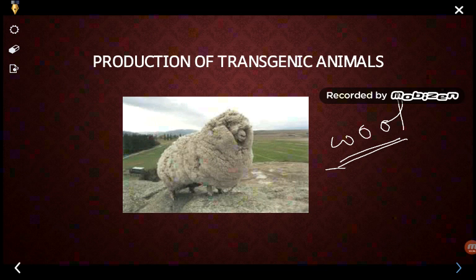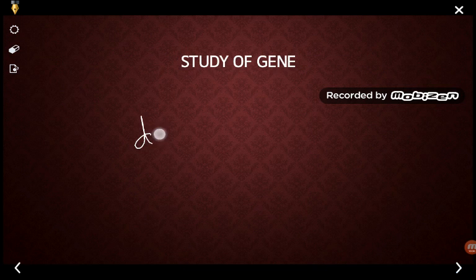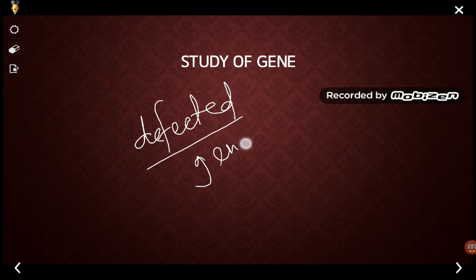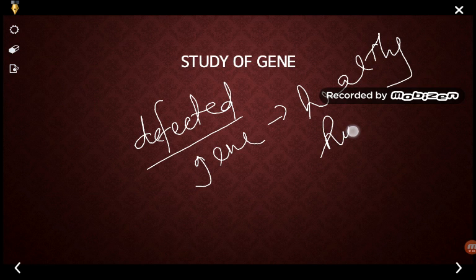Next is the study of genes. Defective genes can be studied under genetic engineering for the improvement of health. If a person contains any type of defective gene, that can be removed and replaced, so that the person can be converted into a healthy human.